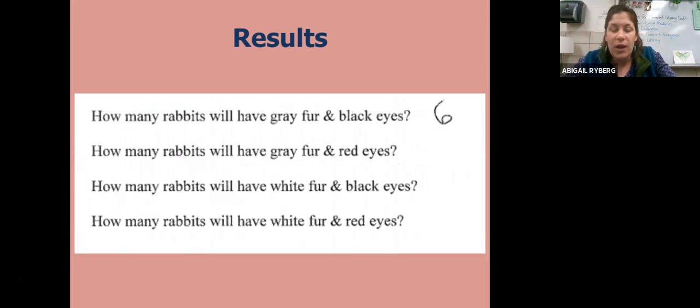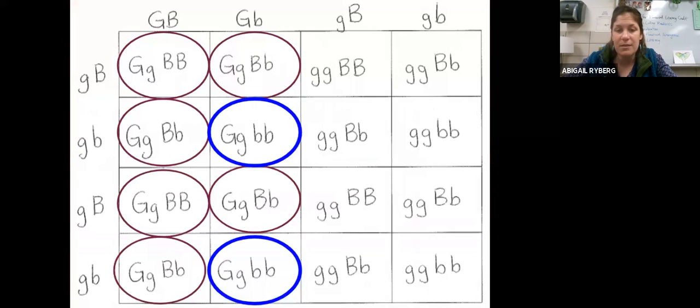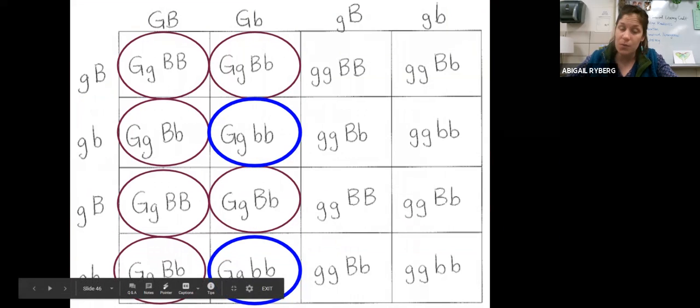Next one is gray fur and red eyes. So at least dominant G and then both recessive B's, right? So here are my blue circles. So big G and both recessive B's, or there's only 2.